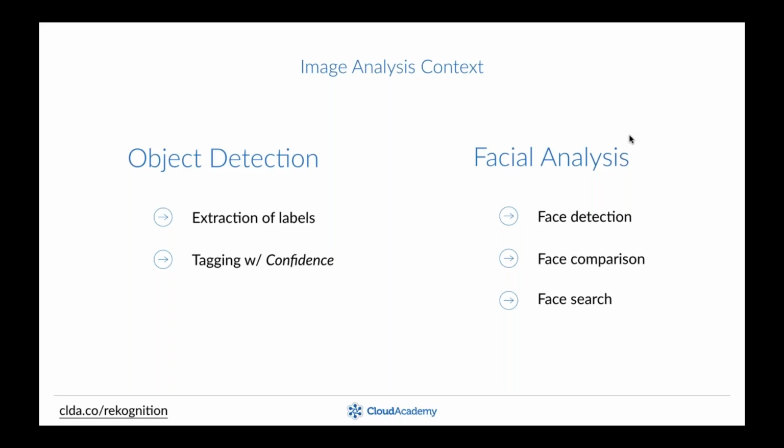And the second thing we can do is face analysis. So Amazon Rekognition allows you to do 3 different things for facial analysis. One is face detection, one is face comparison, and the last one is face indexing and search. So you index faces and then you search on such a collection of faces.